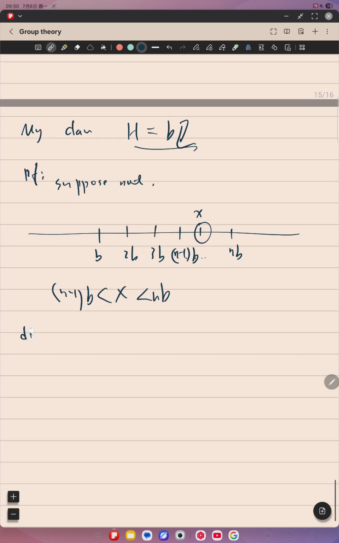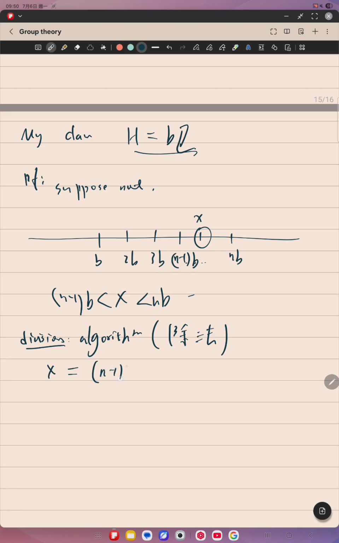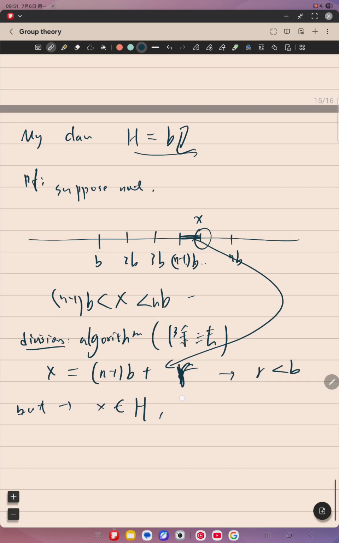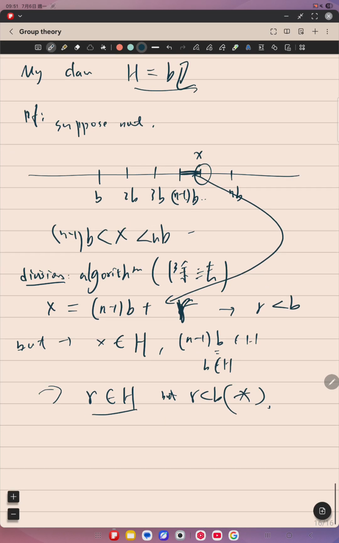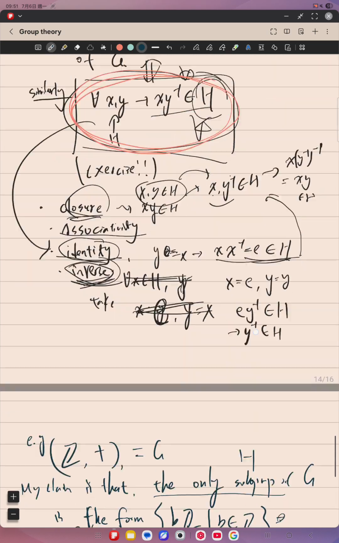Now I can use the division algorithm. You can write X equals n minus 1 times B plus a remainder R, and obviously R is less than B. But here's the contradiction: X is in H by definition, and n minus 1 times B is in H because B is in H. Closure tells you that R is in H, but R is less than B, which contradicts B being the smallest.